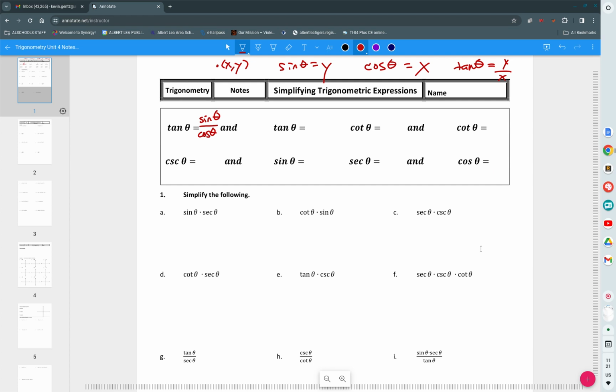The second thing I want you to know is that cosecant, CSC, that's the reciprocal of sine, 1 over sine of theta. I also want you to know that cotangent is the reciprocal of tangent, so it's cosine of theta over sine of theta. And then finally, I have secant of theta, which is the reciprocal of cosine. It is 1 over the cosine of theta.